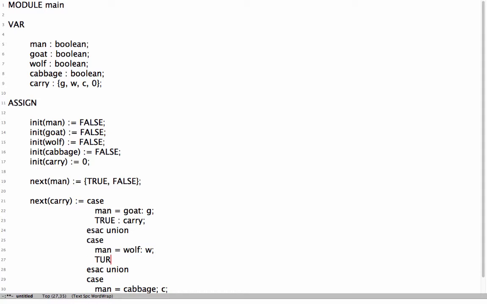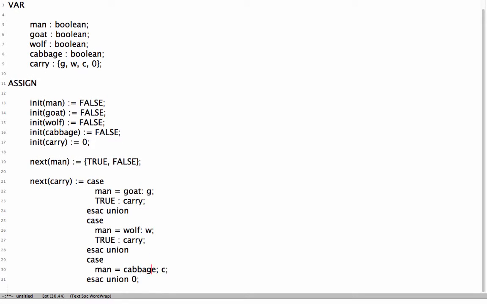Similarly here, this just says that the next value of carry is chosen non-deterministically. Either it is the goat or the wolf or the cabbage. However, if it is the goat, then the value of the man should be equal to the goat. If it is the wolf, the value of the man should be equal to the wolf. Similarly, if it is the cabbage, the value of man should be equal to cabbage.